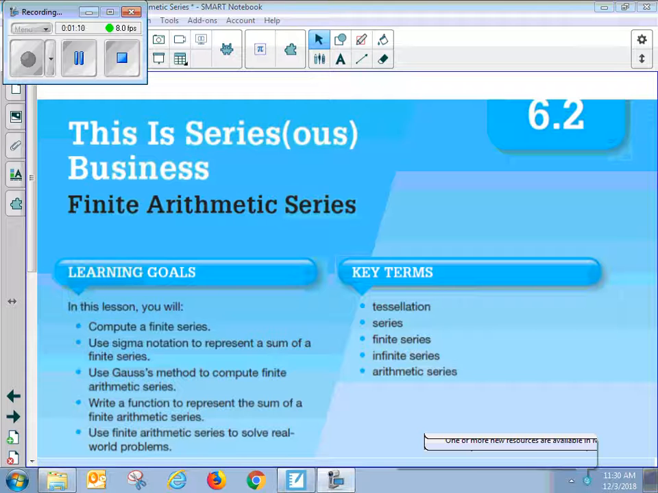So, difference between a sequence and a series. Here's my sequence, 3, 6, 9, 12. Here's my series, 3 plus 6 plus 9 plus 12. What's the difference? I put a plus sign in there, I'm adding, I'm finding the sum. Series is sum. When they give us a series, we're finding a sum.